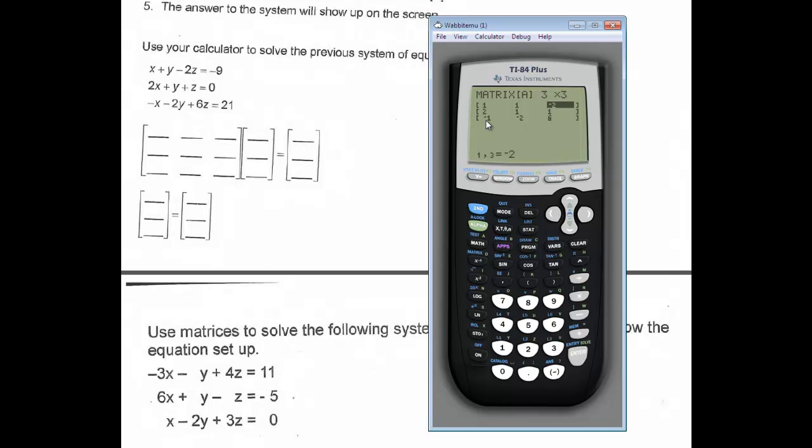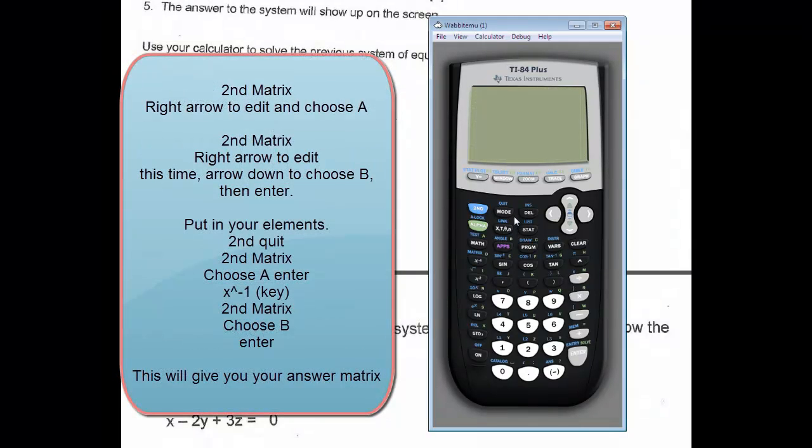I do need to be very careful. If this is a negative, then I must have a negative in my matrix. If it is not a negative sign, don't put it there, or your matrix will not work. Make sure that the cursor is blinking down here at the bottom, not up here in the matrix. And second, quit. Second mode.